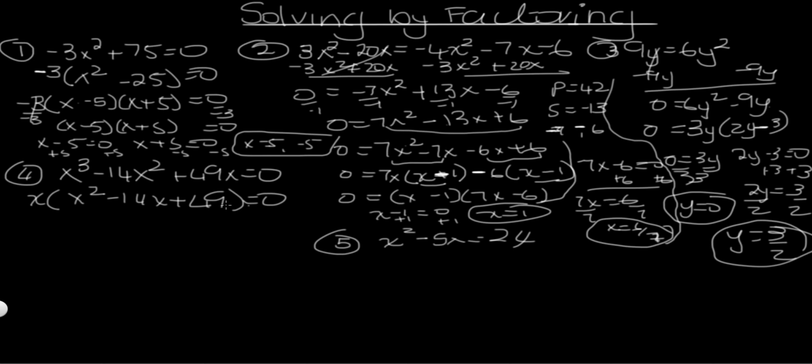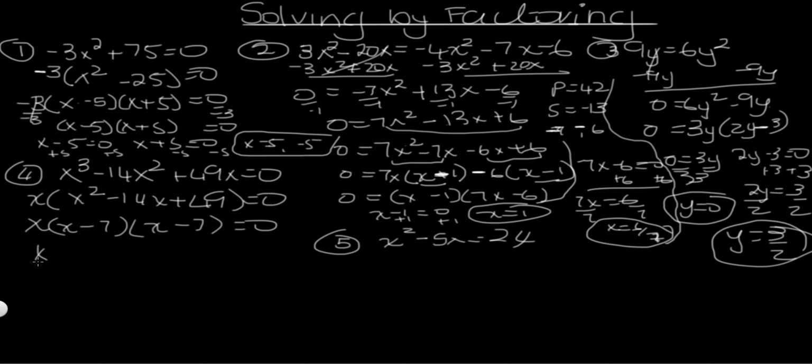So this is a trinomial, okay? Bring down the x, and a is 1, so I can go ahead and find my numbers and plug those in. The product is 49, and the sum is negative 14. That is negative 7 and negative 7. Negative 7 plus negative 7 is negative 14. Negative 7 times negative 7 is 49. Now we're ready to solve this.